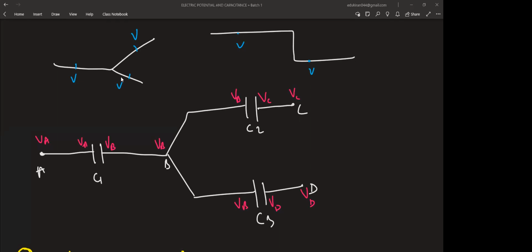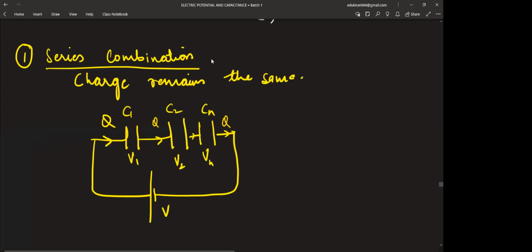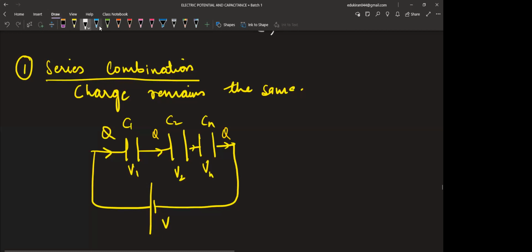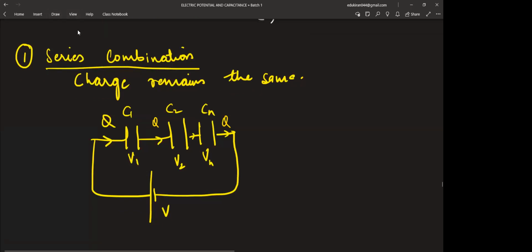Let us look at the series and parallel combinations of capacitors we are talking about now. So these were the basic rules which you have to remember. Now see, when we are talking about the capacitors, in series combination, charge will always remain the same. Suppose this is a first capacitor, this is a second capacitor, third, fourth, fifth, sixth, and nth number of capacitors are connected to the battery with voltage V.